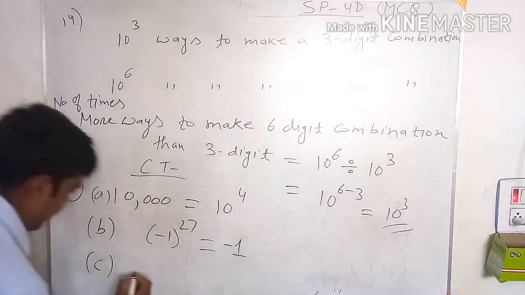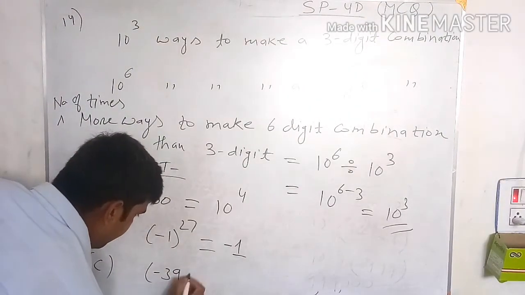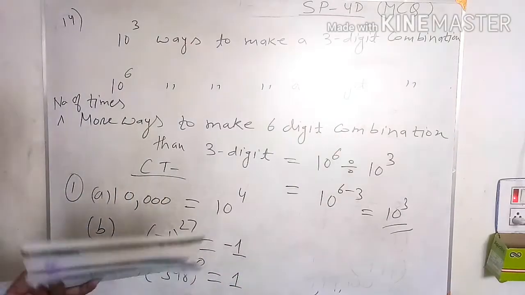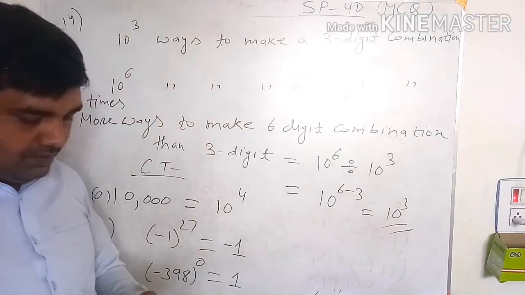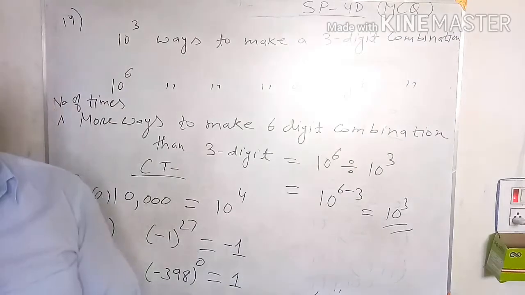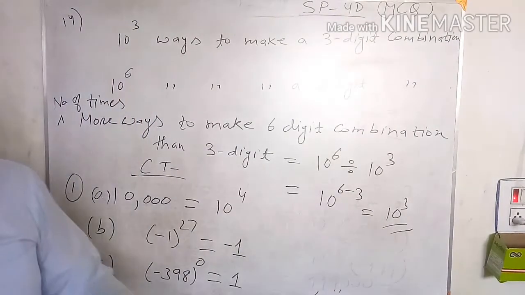C is minus 398 to the power 0. Any base having power 0, value is 1. So you can write this. Okay, so the D is the homework. These are very easy questions you can do at your home.